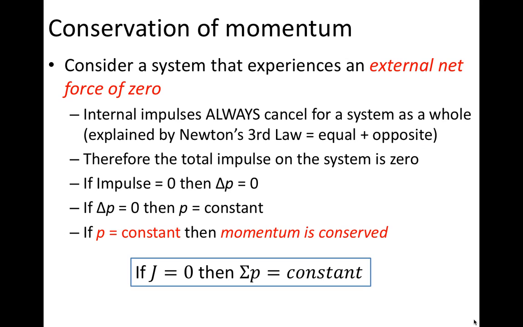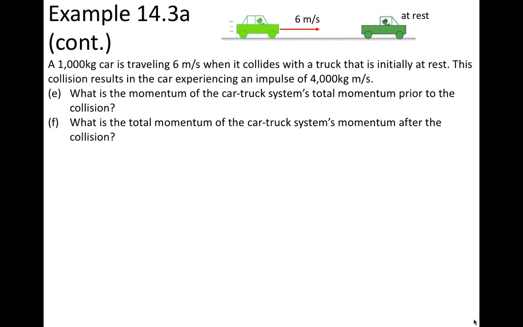So we have arrived at what is known as the law of conservation of momentum, where if we have zero impulse, that is the result of zero net forces coming from outside, external to our system, then the total momentum of our system is going to be constant before and after a collision, or the opposite of a collision, an explosion. So remember I said those two numbers are important? Well, what's the momentum of the car truck system prior to the collision? Well, prior to the collision, we only have the car moving, right?